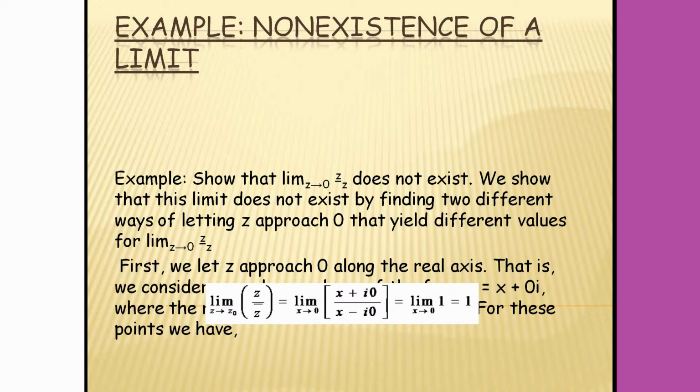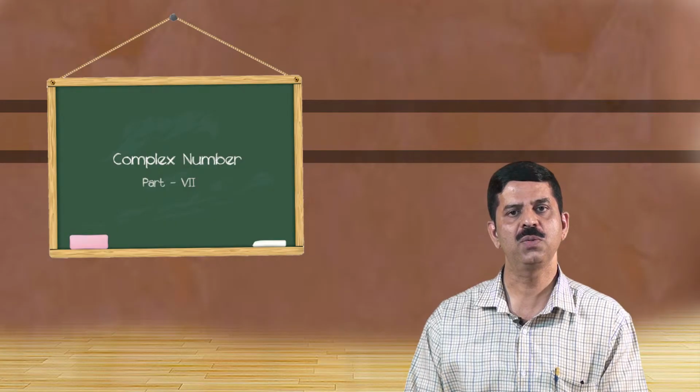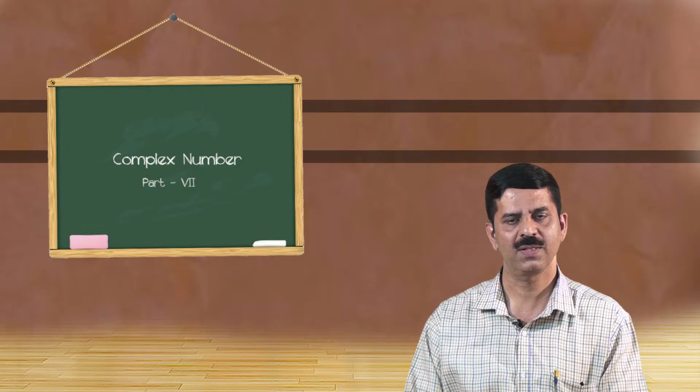As z tends to 0, x and x get cancelled, and you will get 1. That means you will get the limit of the constant 1, which is nothing but 1 itself. So as z tends to 0 through the real axis, we have got the limit value 1.